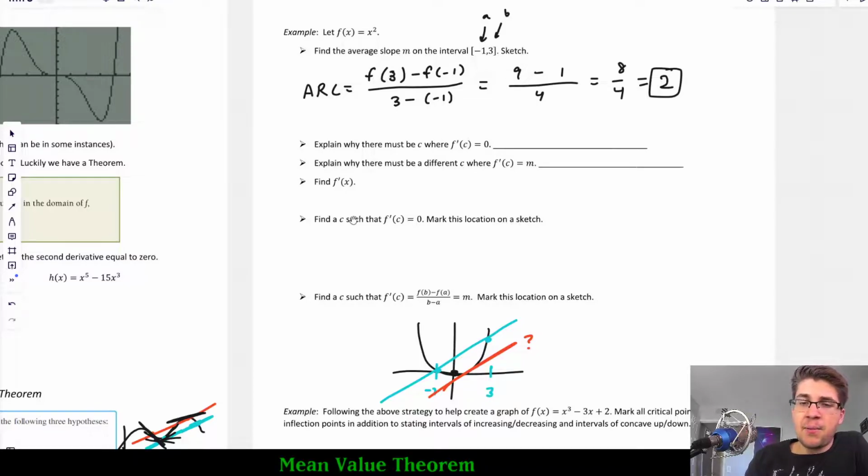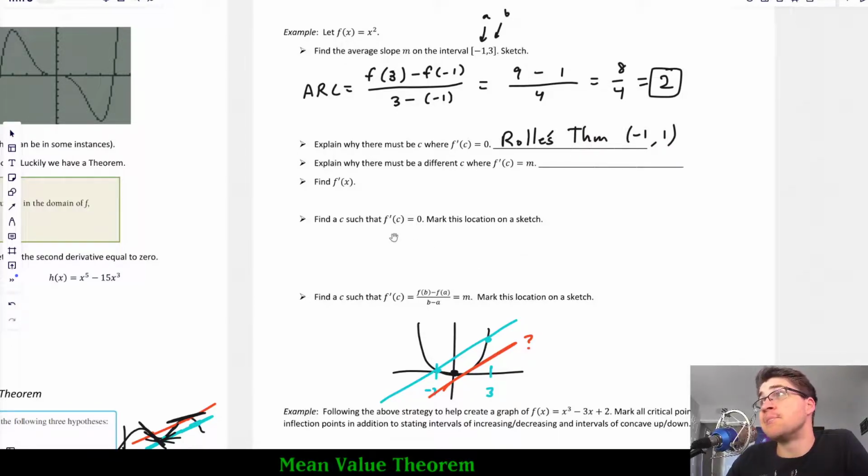Well, if I apply Rolle's theorem, let's just say between negative 1 and 1, because both negative 1 and 1 squared are equal, there will be a min-max in between any symmetric points on the parabola. More complicated is explaining why there must be a different C where f prime of C is equal to m. And since this is not 0, we know that that point is not the min-max, right? So for the mean value theorem, it's got to be a different location. But yeah, this would be the mean value theorem.